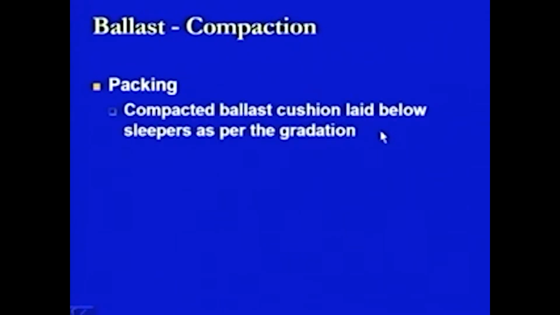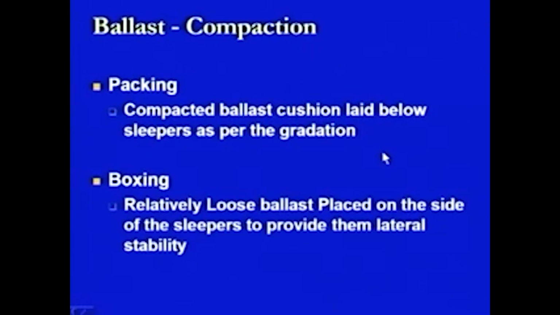Now, we come to some specific aspects of the ballast, some definitions, that is packing. Packing is the compacted ballast cushion which is laid below the sleepers as per the gradation, whereas boxing is a relatively loose ballast which is placed on the side of the sleepers to provide them lateral stability. So, there are two types of conditions.